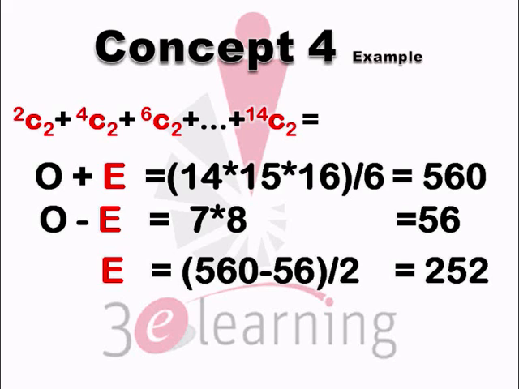First you have to find odd plus even. Start from 2 and end with odd, here till 14, so we have to think about the next term, which is 15. So odd plus even is for the 15. If we check the previous concept, it becomes 14 into 15 into 16 by 6, that is 560. And odd minus even, working for the 7 bundles, is 7 into 8, which is 56. By solving these two equations, our even bundle becomes 252. I hope it is clear.